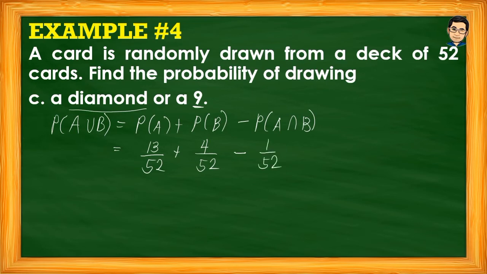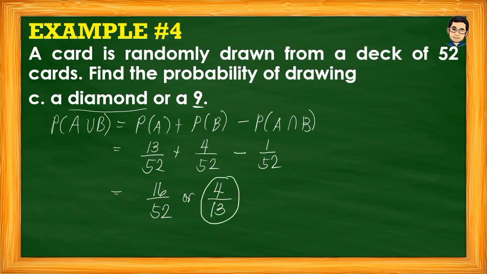Okay. So, kasi, sabi ko nga, meron tayong card na 9 of diamond. So, kailangan natin yun i-subtract. So, now, 13 plus 4, that is 17. Minus 1, we have 16 over 52. Or 4 over 13.